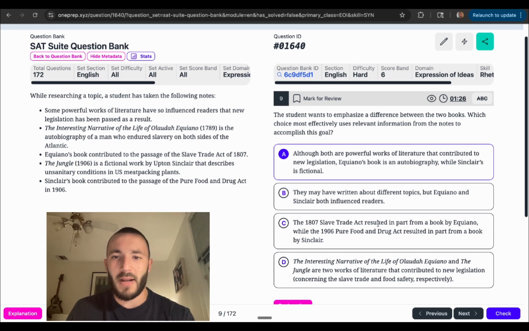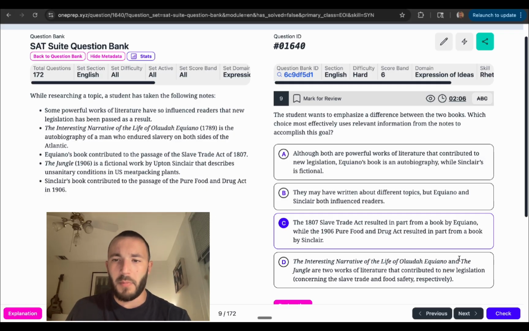Okay, the 1807 Slave Trade Act resulted in part from a book by Equiano, while the 1906 Pure Food and Drug Act resulted in part from a book by Sinclair. Wow. C. C is giving a similarity and a difference, because both of them influenced these acts, but they're different acts. One is the Slave Trade Act and one is the Pure Food and Drug Act. And it says "while," so "while" is kind of like it's different. So C could be correct. Right now, A and C, I'm not eliminating either one yet.